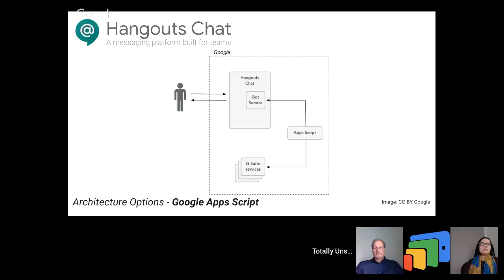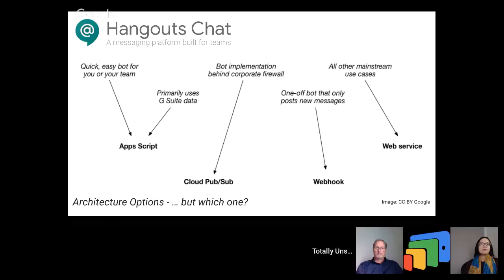another option for you is to use Google Apps Script. With Google Apps Script, you can deploy a bot very quickly. Hopefully you're all familiar with Apps Script. It's a cloud serverless environment, and one of the real benefits of Apps Script, if you've been doing stuff in it already, is that it's highly integrated into other G Suite services. So if you want to access Calendar or Gmail or a whole host of other Google products, you can do that incredibly easily. But which one do you choose?